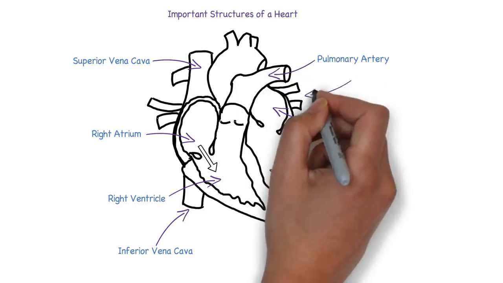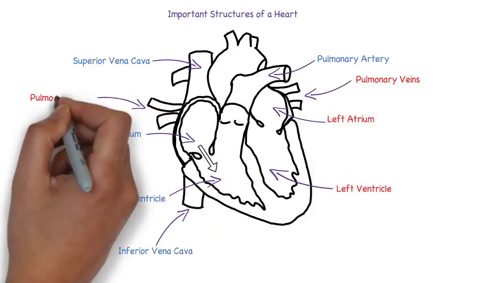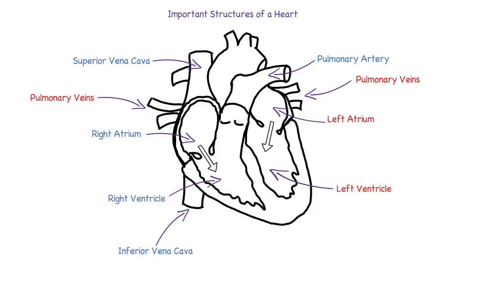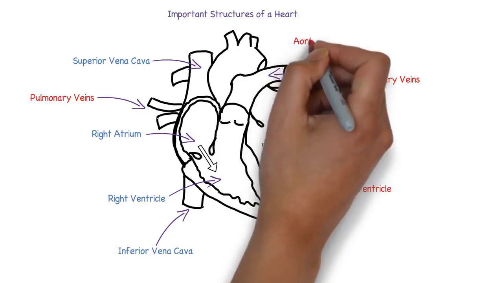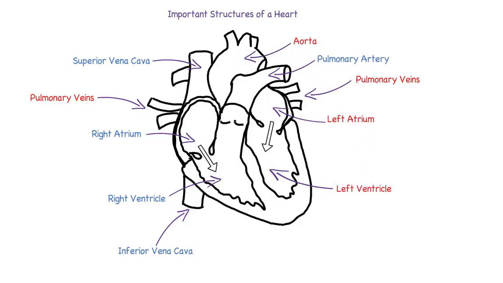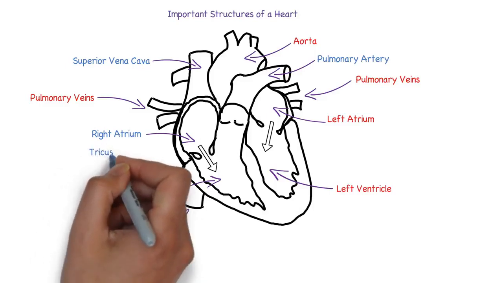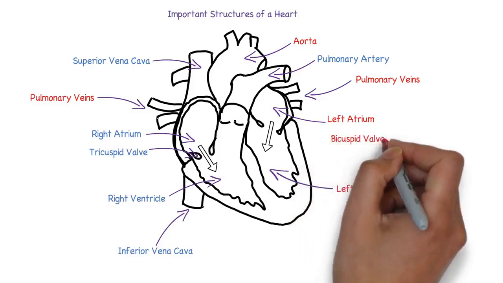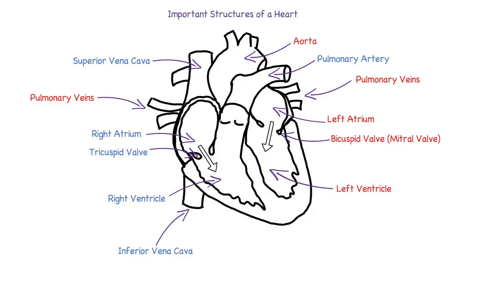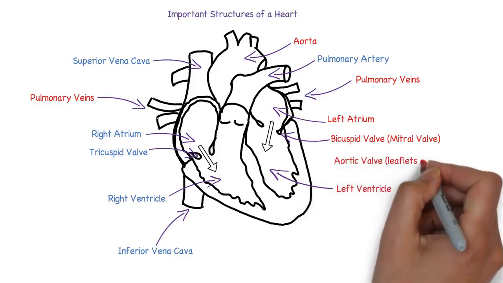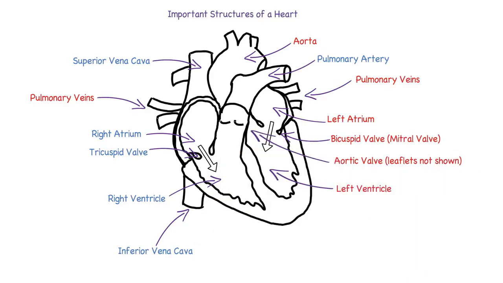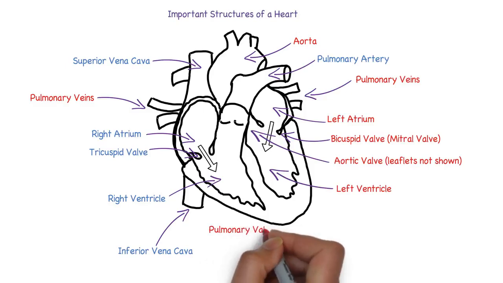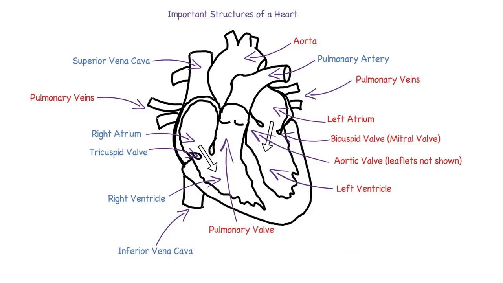Blood from the lungs then goes to the left atrium via the pulmonary veins. From here the blood enters the left ventricle, and the left ventricle in turn pushes this blood out to the body via the aorta. The valve between the right atrium and the ventricle is called the tricuspid valve. It has three leaflets. The valve between the left atrium and the left ventricle is called the bicuspid valve or mitral valve, and it has two leaflets. The aortic valve is the valve between the aorta and the left ventricle, and the pulmonary valve is the valve between the pulmonary artery and the right ventricle.